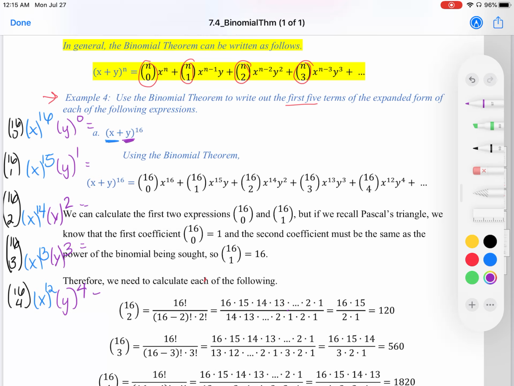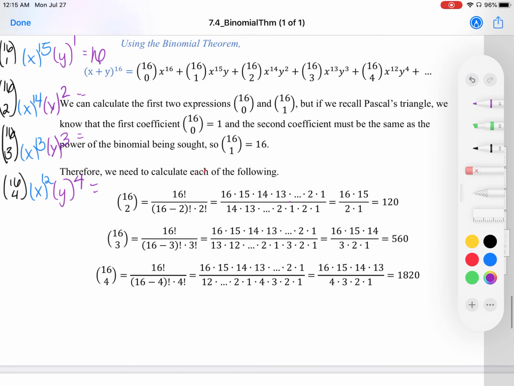Now it's just a matter of using our calculator to find these numbers. When you're choosing a number to 0, it's always 1. But choosing a number to 1, it's always itself. After that, it kind of gets tricky. So use your calculator for these numbers. Don't do it by hand. But if you want to, here are your answers.